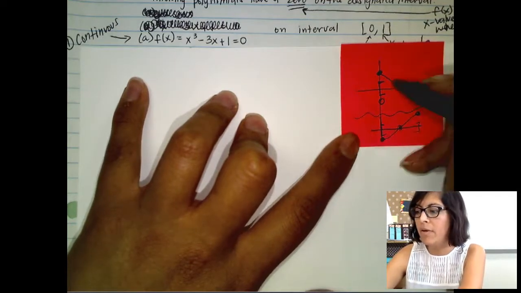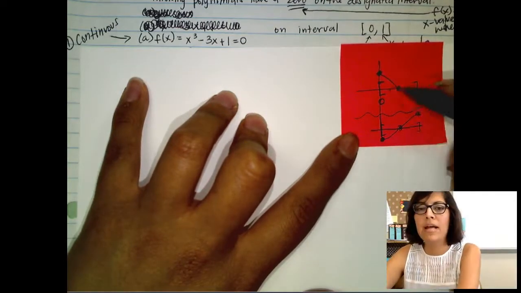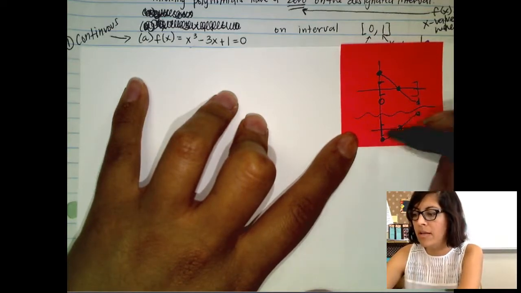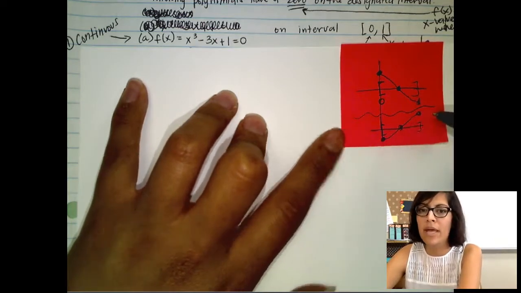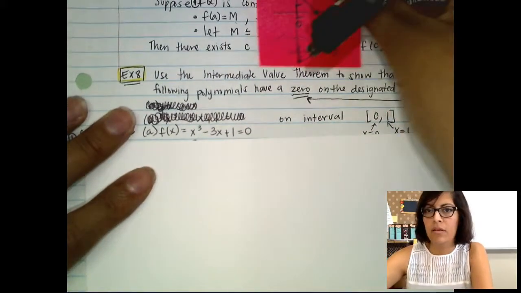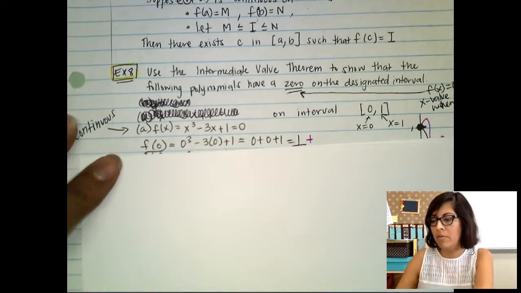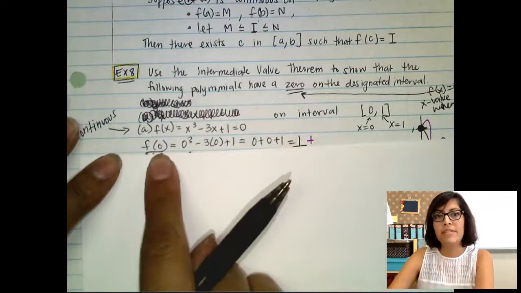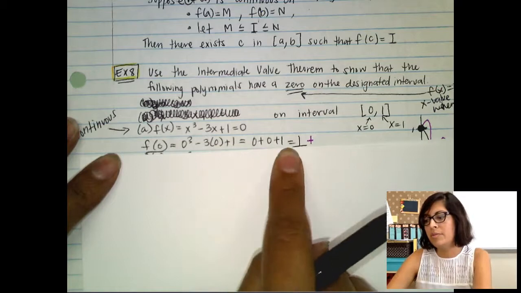If our y values go from positive to negative, then we know that it has to pass y equals 0 over here. Same thing over here. If it goes from negative to positive, we know that it has to pass through 0 on its way through. So let's check our endpoints. When we plug in x equals 0, we get f of 0, which is 0 cubed minus 3 times 0 plus 1, which is 0 plus 0 plus 1, which is plus 1.